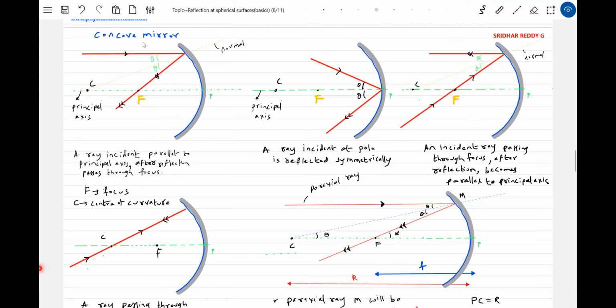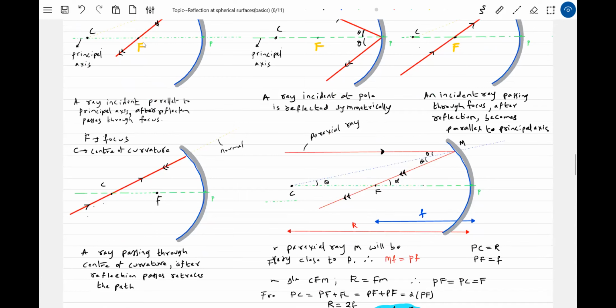Similarly, if a ray passes through a center of curvature, then what is the angle of incidence? Because this will become normal. Because this ray, what is the angle of incidence? 0. Angle of reflection should also be 0. So it will retrace its path. So what is the conclusion we can make? A ray passing through the center of curvature after reflection retraces its path.